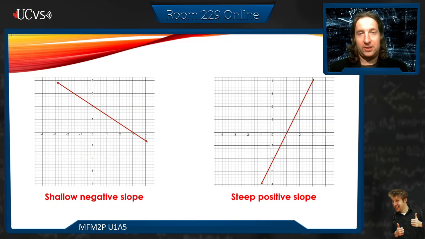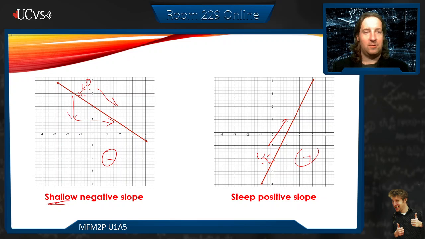Right? So these are my two examples I gave you. This one was negative. If I was standing here, I'm going down the hill. Whereas if I was standing here, I'm going up the hill. All right? So that tells me that this is negative, and this one is positive. And this one is shallow. As you can see, I have to go over more than I have to go down. Whereas this one, I have to go up more than I have to go right. So we say it's steep.